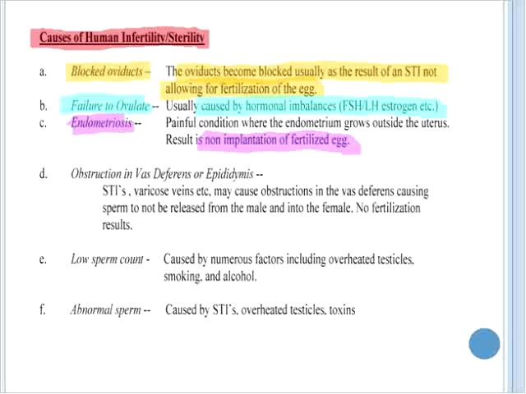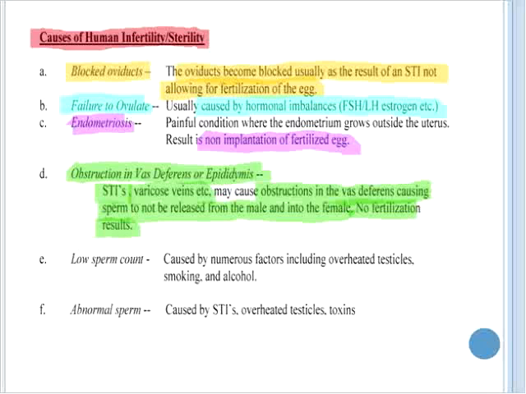In terms of males, obstruction of the vas deferens or the epididymis may cause issue. These can be caused by STIs, varicose veins, etc. With these obstructions of the vas, this causes sperm to not be released from the male and into the female. Of course, in the absence of sperm, no fertilization can result.